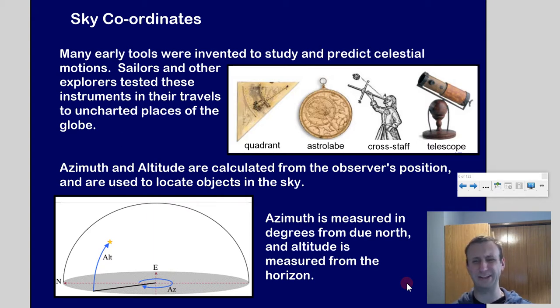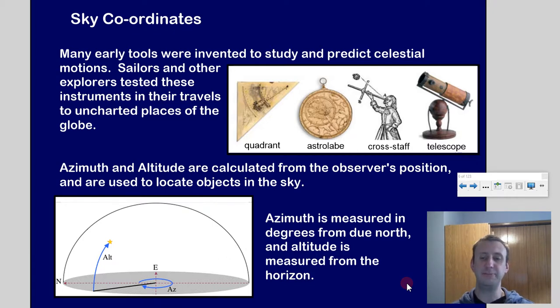I don't like calculated. Measured is a better word. Azimuth and altitude are measured from the observer's position and are used to locate objects in the sky. Now, what would be interesting then is if you had a friend who was across the country, let's say they were in Quebec, would they have the same altitude and azimuth as you would from their position? And the answer is no, it would be slightly different because of the difference in where they are located.